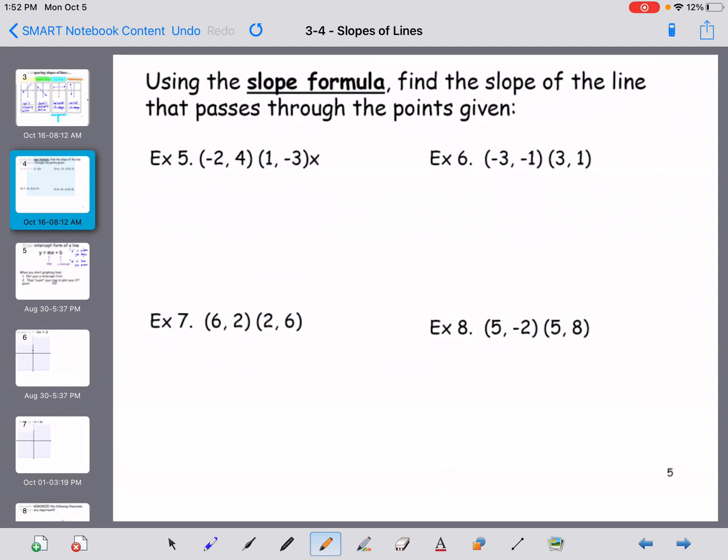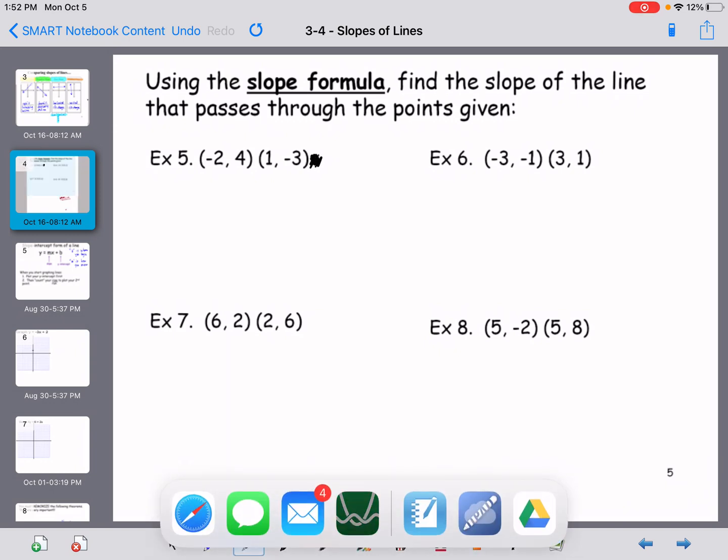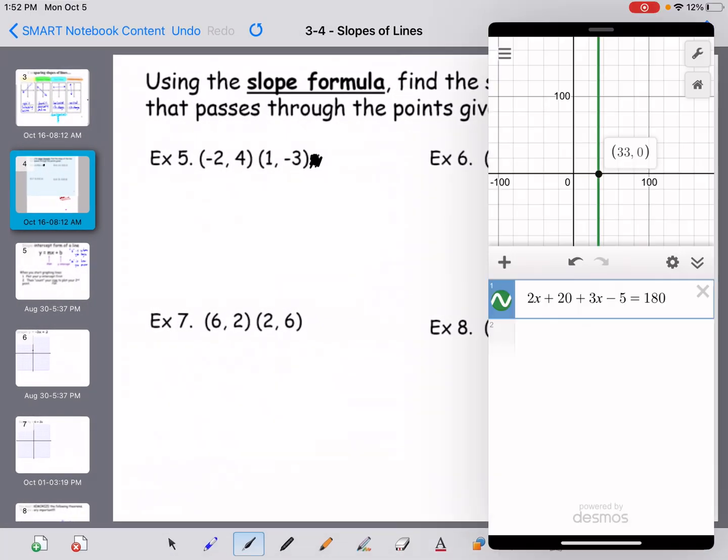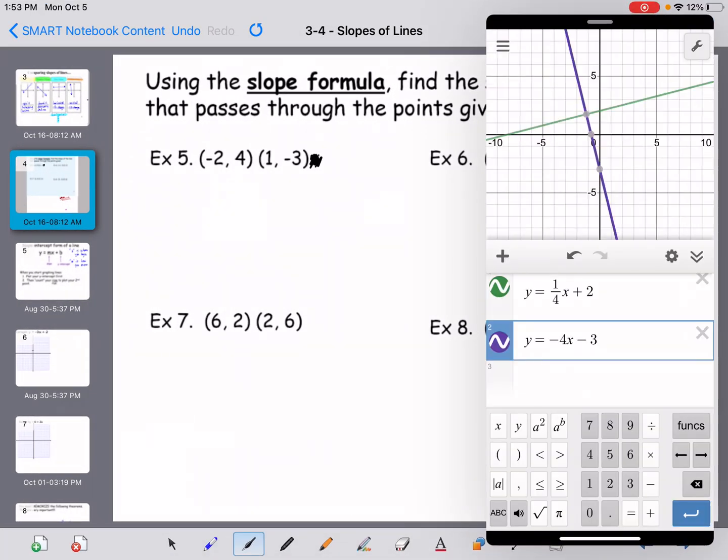So in this example, we're going to be using the slope formula to find the slope of the line that passes through the points given. Now, I do not have a Desmos trick for you. Unfortunately, I don't have one for this case. This X right here is a little typo. Let's mark that out. However, I can show you how you can use Desmos to figure these problems out.